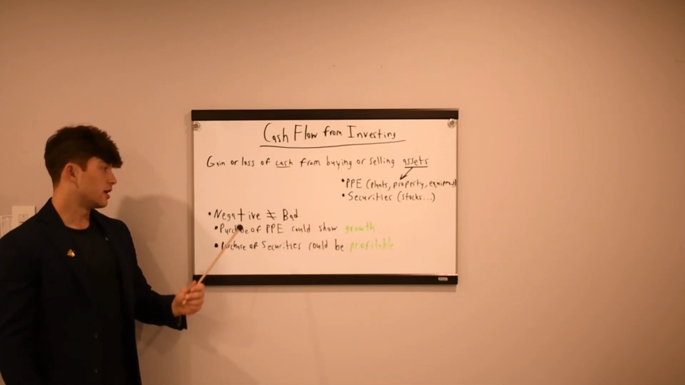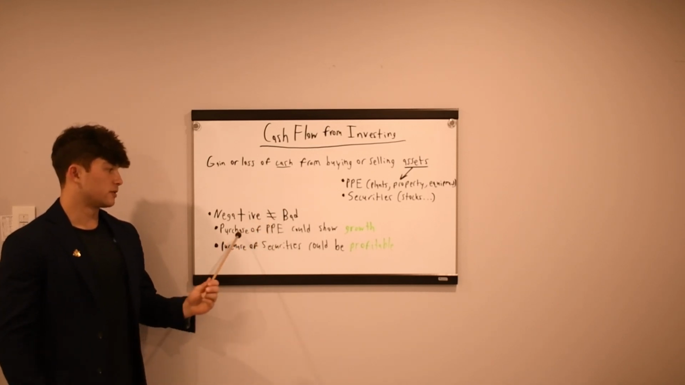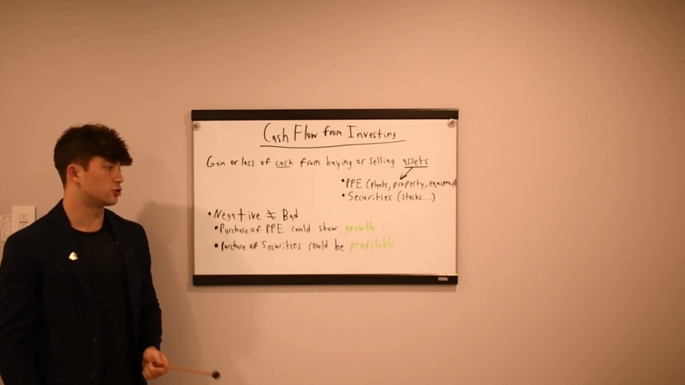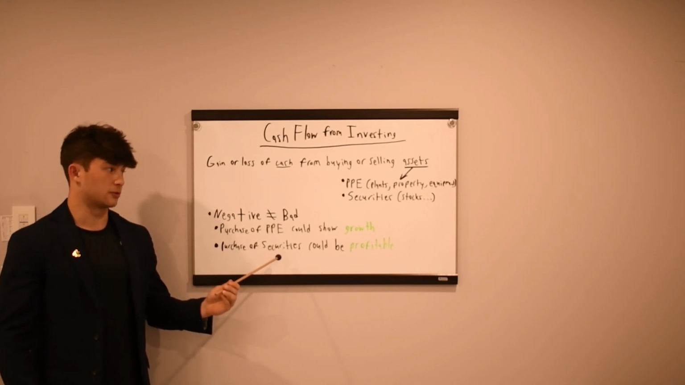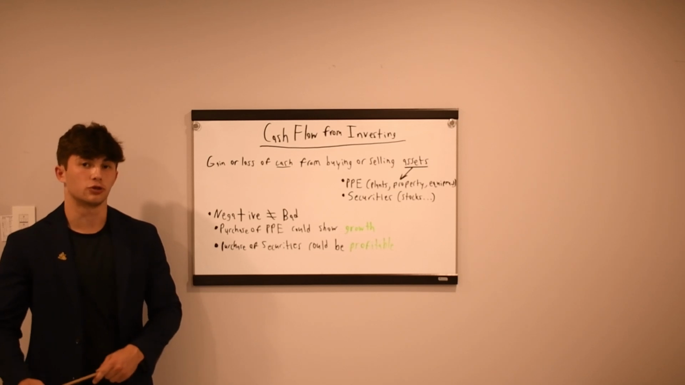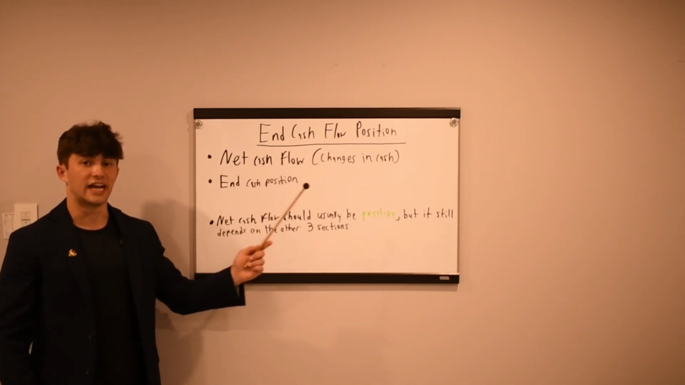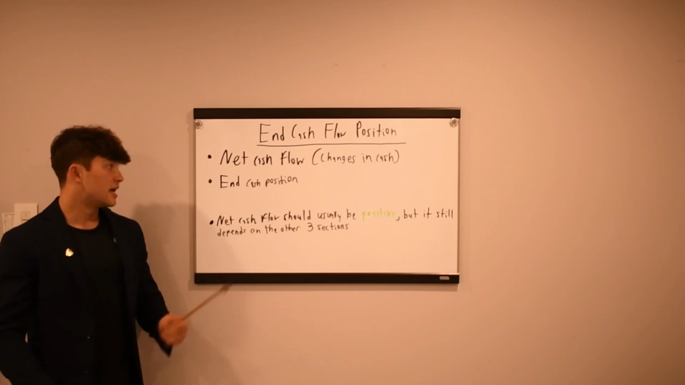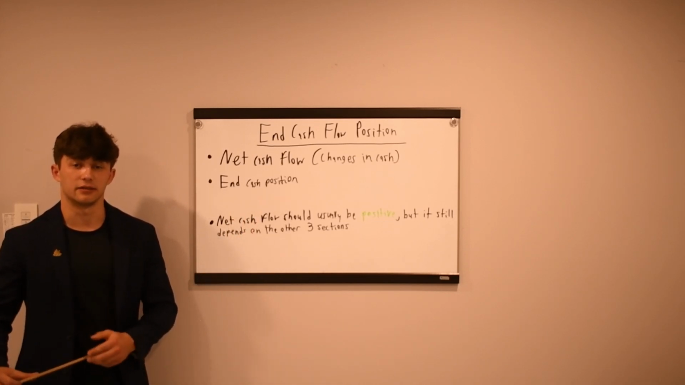Now in this section, a negative number doesn't necessarily mean that it's bad, because the purchase of PPE could show the growth of a company, and also the purchase of some other marketable securities could be profitable in the future, thus increasing cash flow. Lastly, we have our end cash flow position, and this consists of our net cash flow, which is the changes in cash over the year, and the end cash position, or the amount of cash the company has in total at the end of the year.